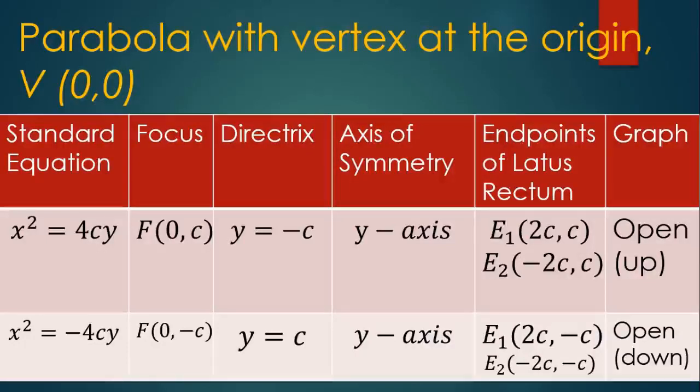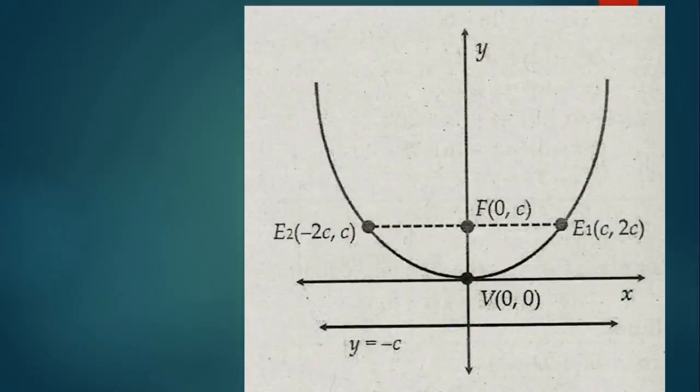Okay? And the axis of symmetry, yung first two equations natin, along x-axis. Dito, along y-axis. Okay? And the directrix, the first equation of the directrix is y equals negative c. The other one is y equals c. And here is the illustration or graph of the equation of the parabola that opens upward. At ang equation niya is x squared equals 4cy.